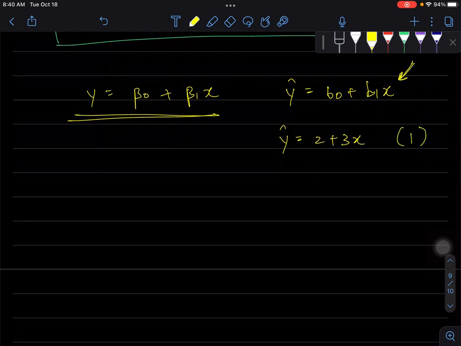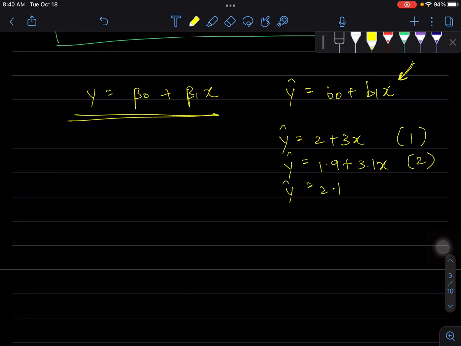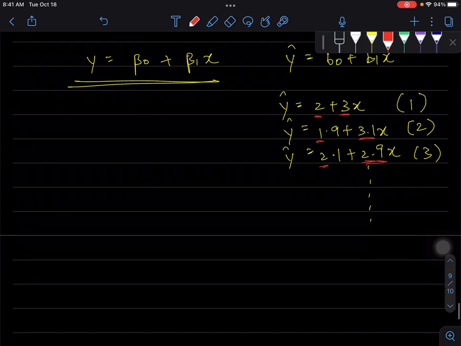And then we take another sample and we find the estimated regression equation. Let's say it comes out to 1.9 plus 3.1x. This is with the second sample. Take another sample, say we find the values 2.9x. Third sample. So keep on doing that. We keep on finding different values of b0 and b1 here, right?